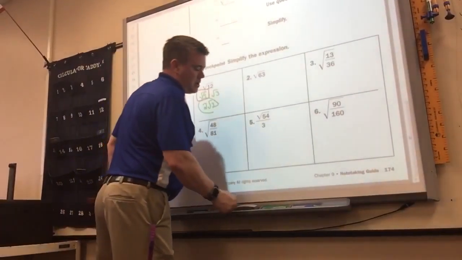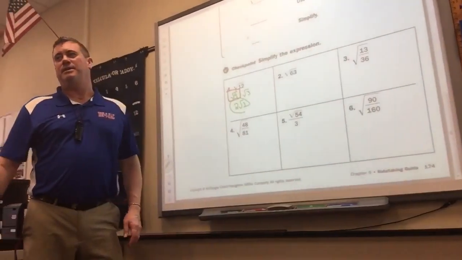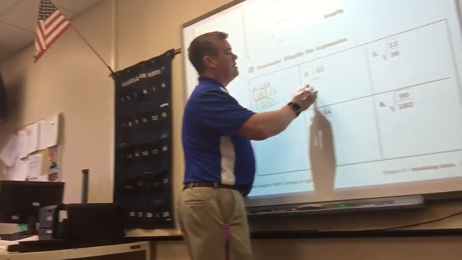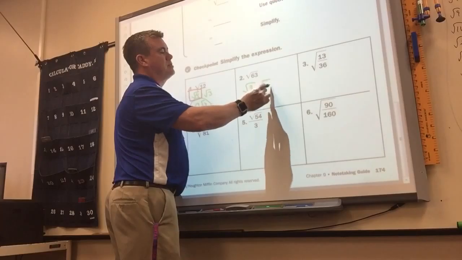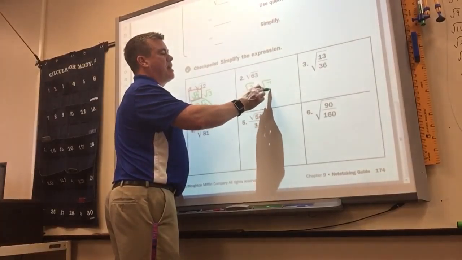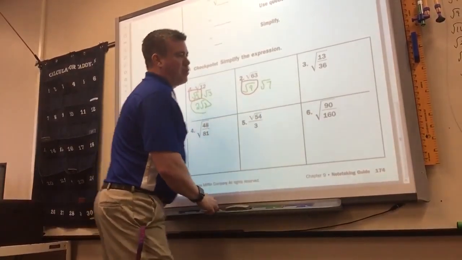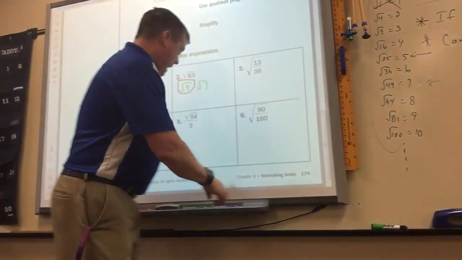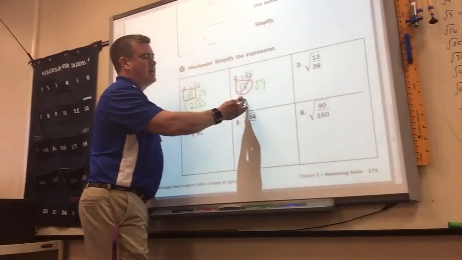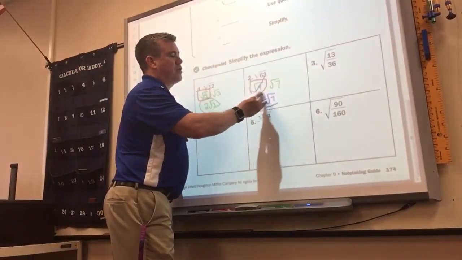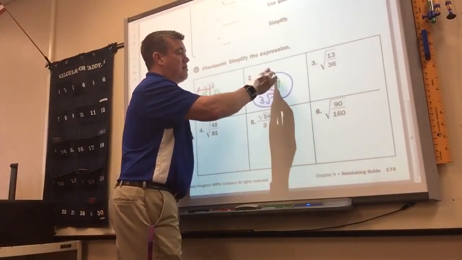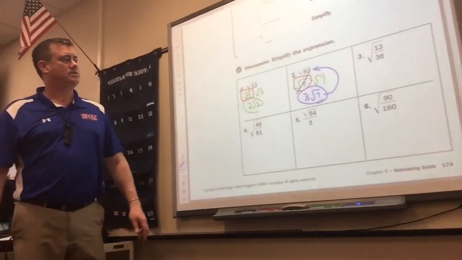63, which perfect square goes into 63? 9 times 7. And again, put the perfect square first. Square root of 9 times square root of 7. And then simplify it. Square root of 9 is 3. So 3 times the square root of 7 is the square root of 63.